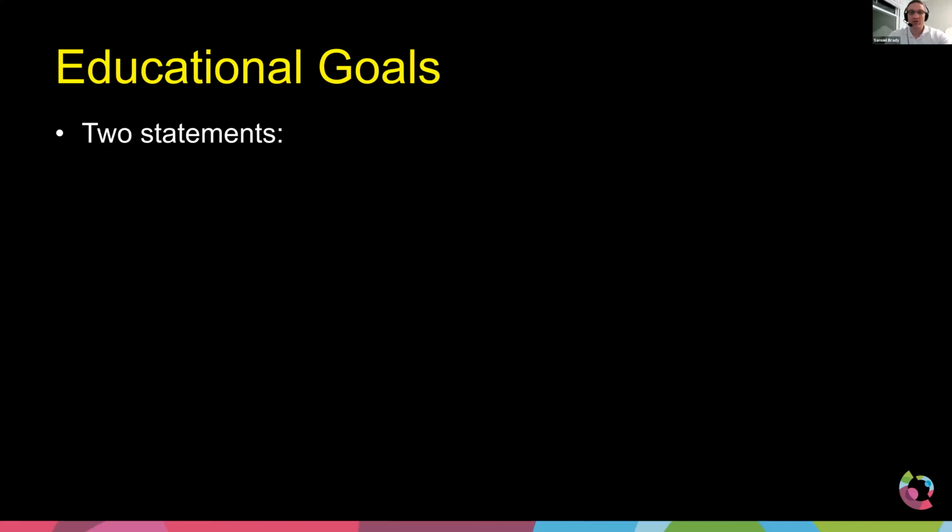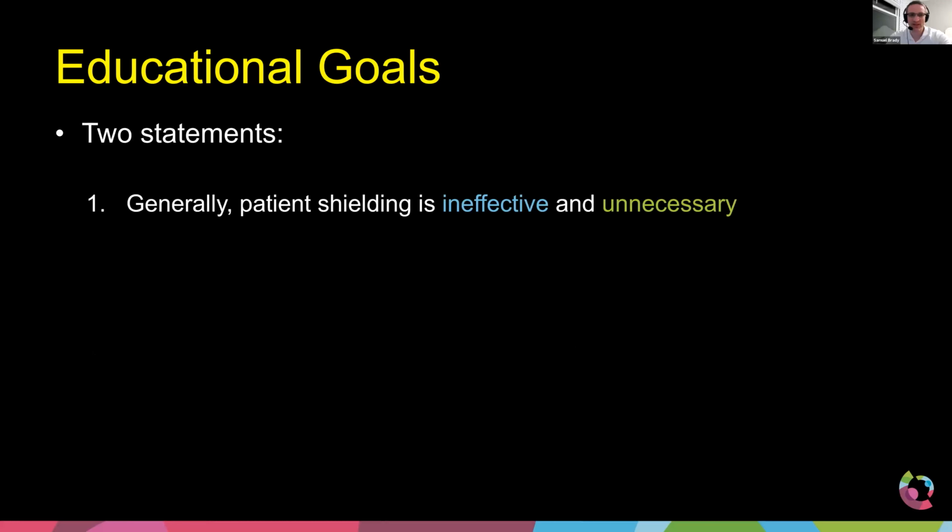Before we start, I'm going to jump to the end and give you the conclusion. I'm going to give you 2 statements, and then I'm going to spend the rest of the hour trying to justify them. The first statement is, generally speaking, patient shielding is ineffective and unnecessary.